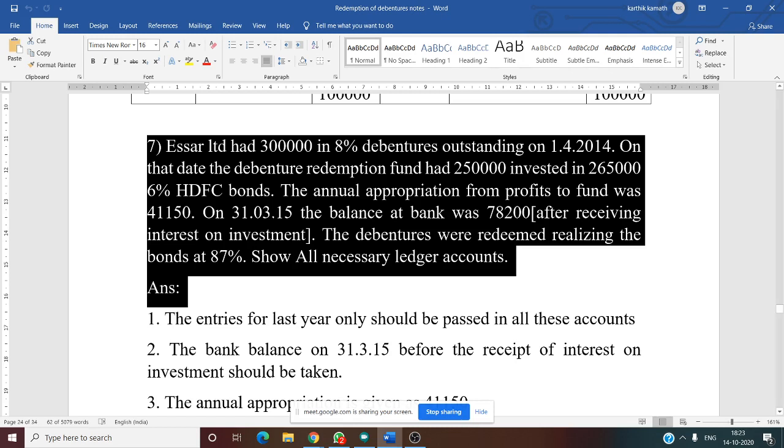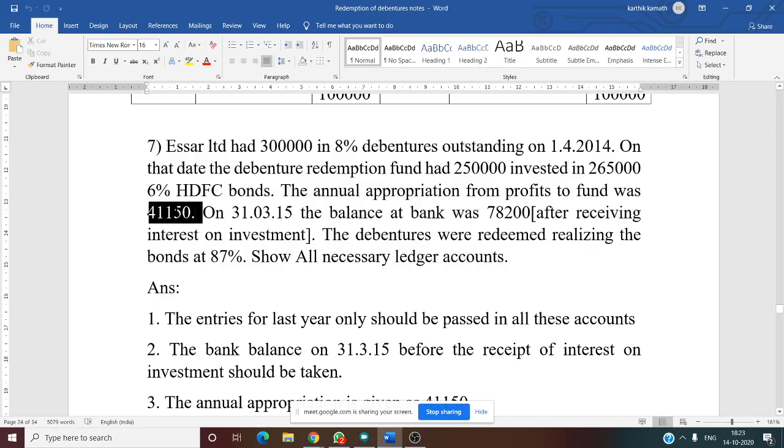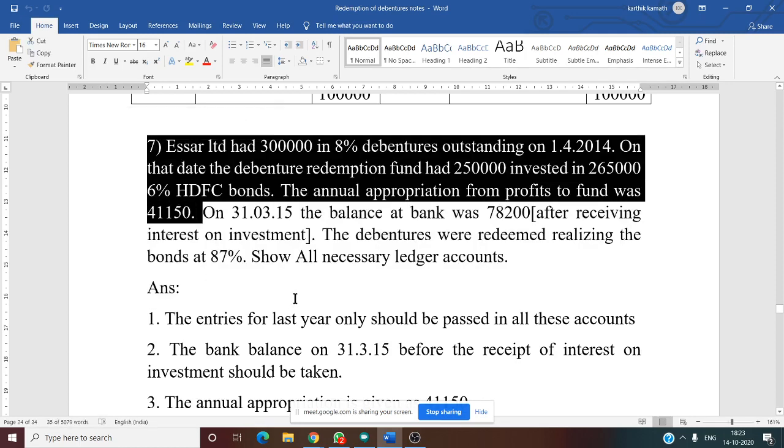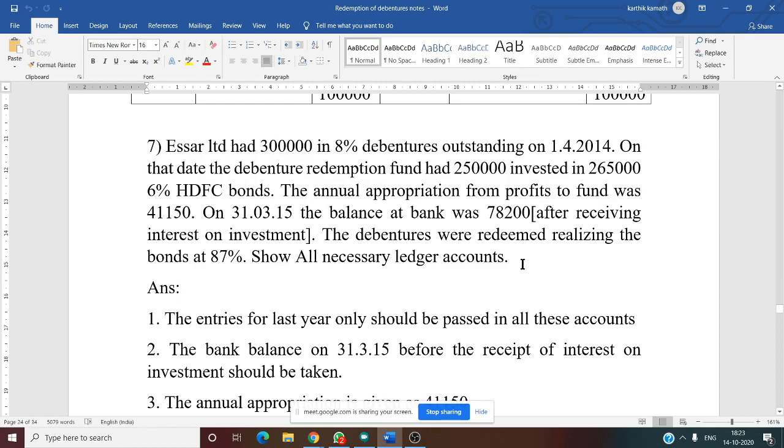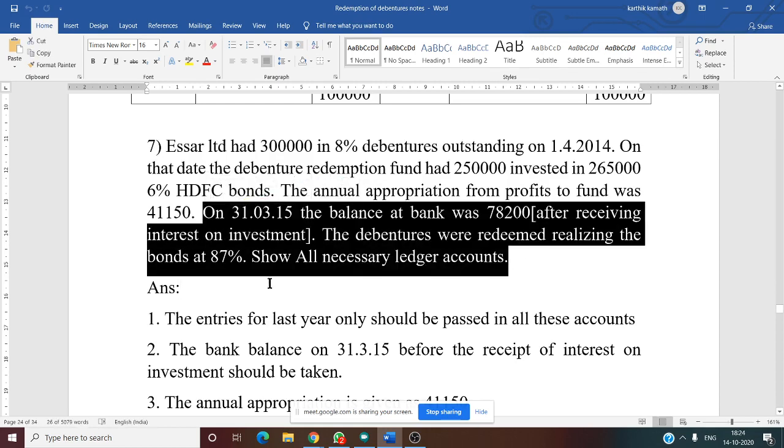Annual appropriation from the profit to the fund was 41,150. That means the P&L appropriation amount is given in this problem, so no need to calculate a working note. It is directly given. On 31/3/2015, the balance at bank was 78,200.